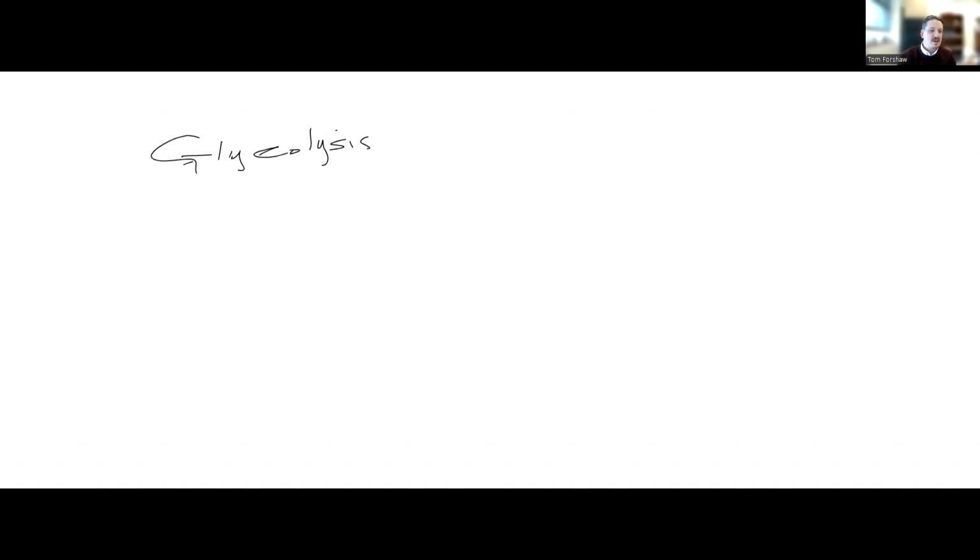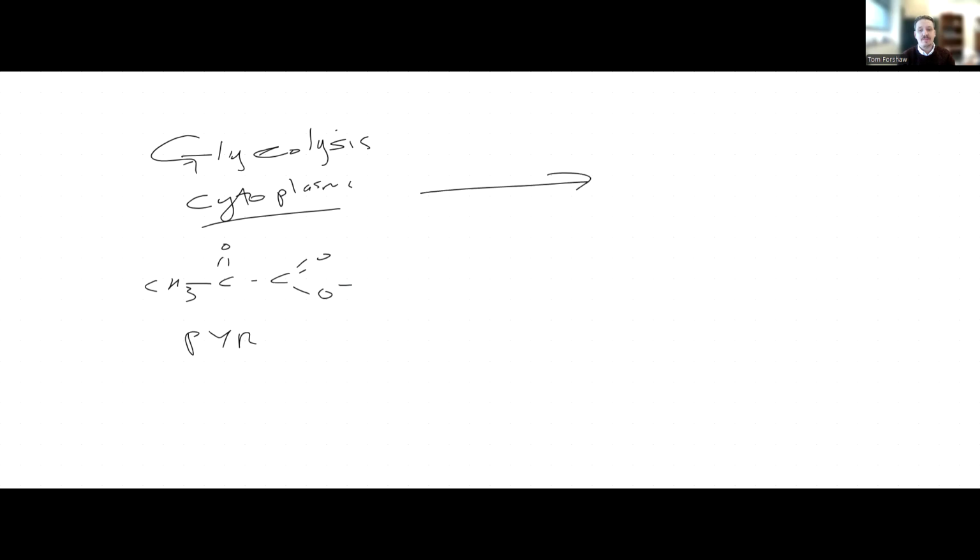Glycolysis is in the cytoplasm. And at the end of the 10 steps of glycolysis, we have our pyruvic acid, pyruvate, which I'll give the structure of here. Like I say, this happens in the cytoplasm, but the next steps of aerobic respiration occur in the mitochondria. And because they occur in the mitochondria, that's across a cellular membrane, so you need a transporter to pull it across that cellular membrane.